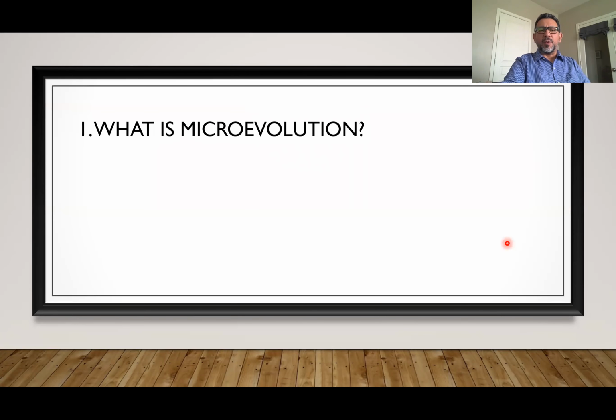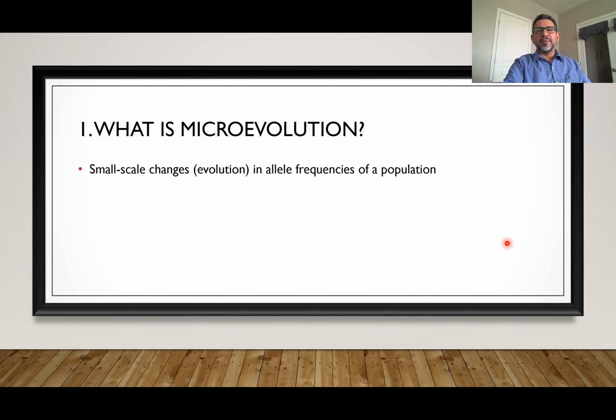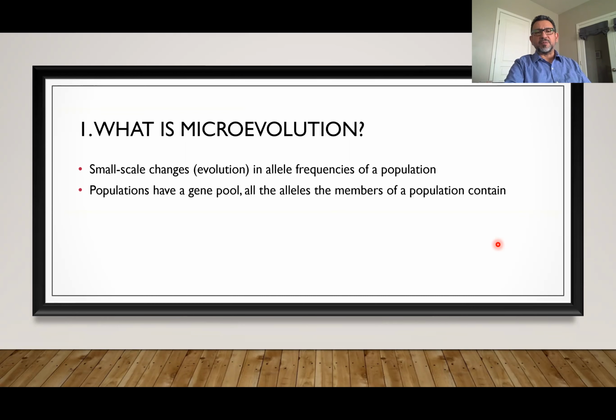So let's begin with looking at the question, what is microevolution? When you look at the prefix micro, micro means small. So this is going to be changes, evolution at a small scale, and it's going to apply specifically to populations. What about a population can change? Well, one of the things we can measure to see if change or evolution is happening is the changes in allele frequencies in the gene pool of the population.